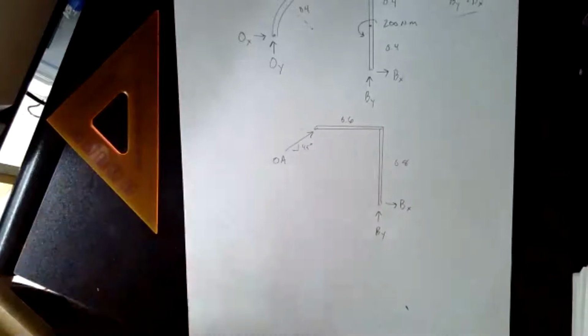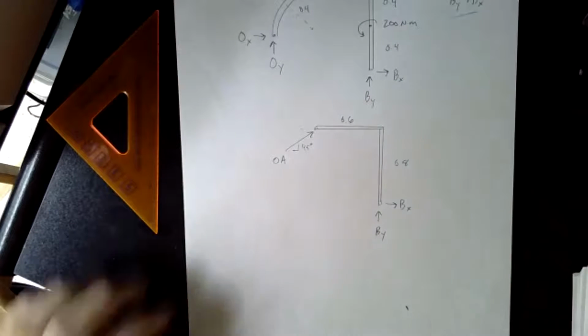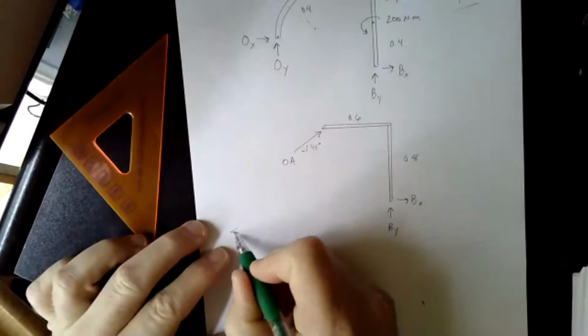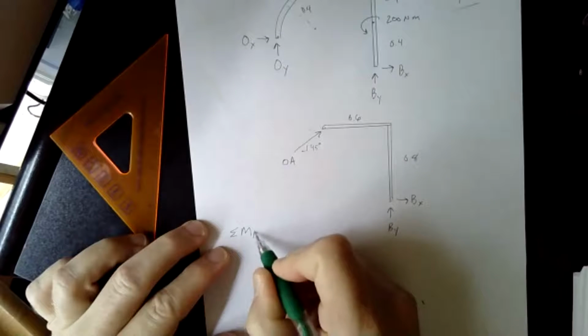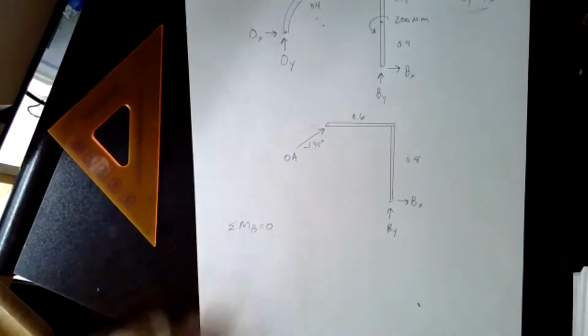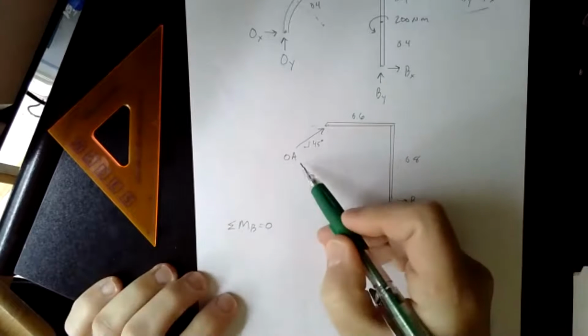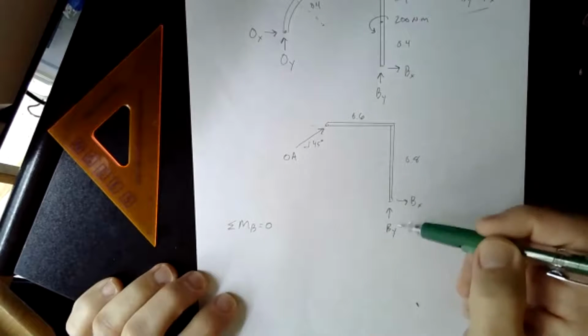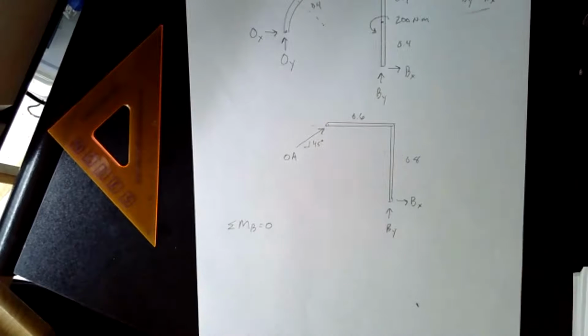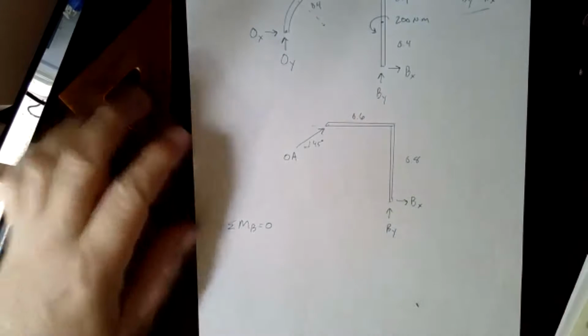All right, so what are we going to do? Then we can simply sum the moments about B to 0. And if we do that, that's going to allow us to find OA. And then once we find OA, we can just sum the forces to get that. So this is very much like a chapter 4 problem. Probably looks like it, and there's a lot of overlap in the frames.